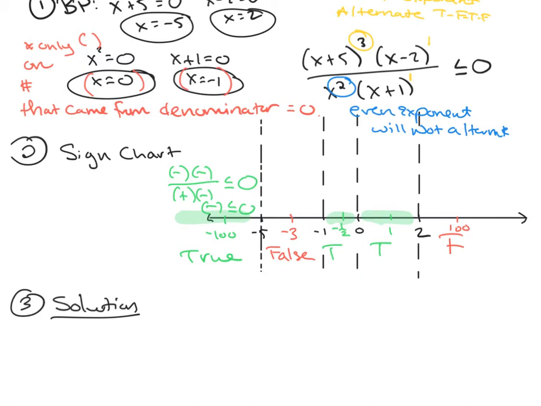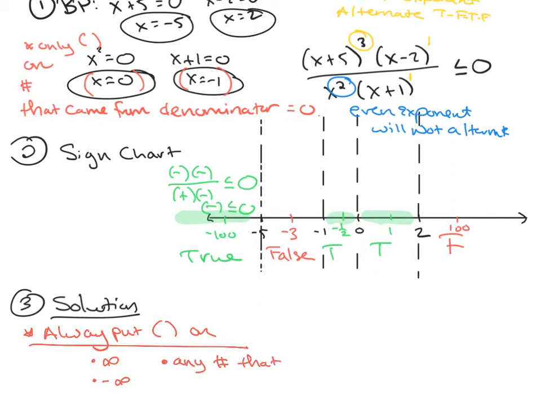So here's what I want you to keep in mind. You always put parentheses on three things: infinities, negative infinities, and here's the tricky one, any number that came from setting the denominator equal to 0. So it doesn't matter what the question has in it, whether it wants brackets or not.